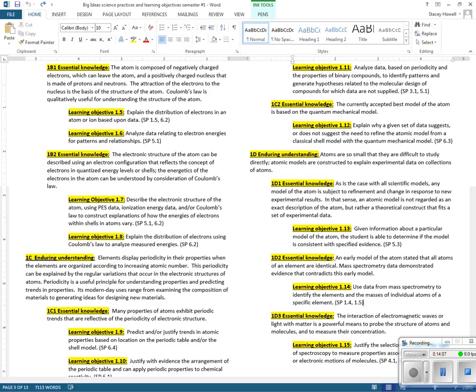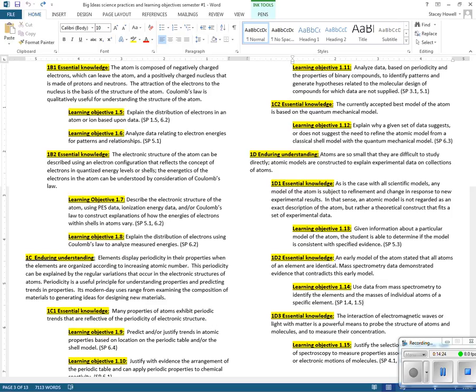Okay, let's come in and focus again. Predict and justify trends in atomic properties. So we need that stuff. What's happening with that? Justify the arrangement on the periodic table. Why is it put where it is? Why is it in that family? We talked about that already.